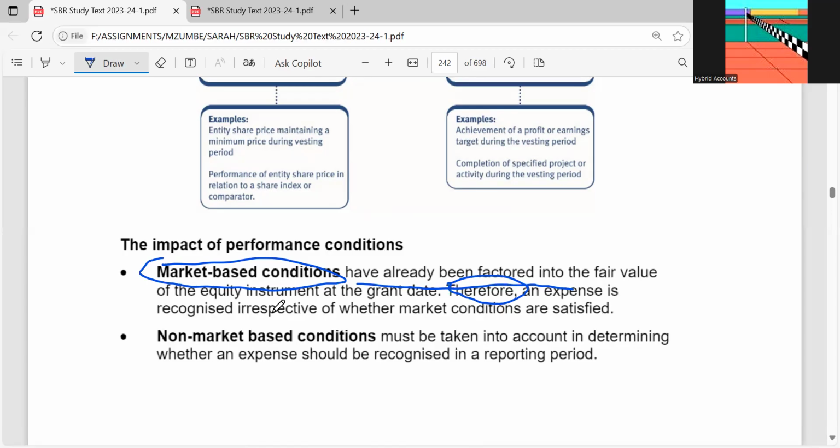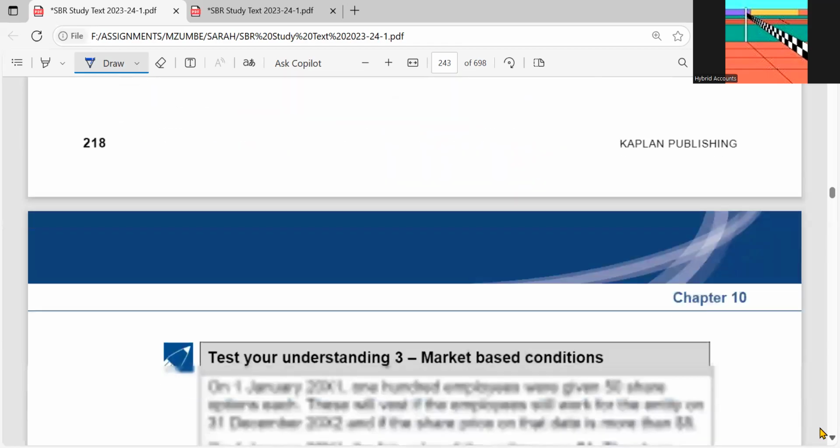Just proceed, right? But non-market based conditions, these ones are different because they are not factored into the fair value of the instruments. So they must be taken into account in determining whether an expense should be recognized or not, right? So consider non-market based conditions while disregarding the market based conditions. I hope we got that point and we're going to see an example, right?